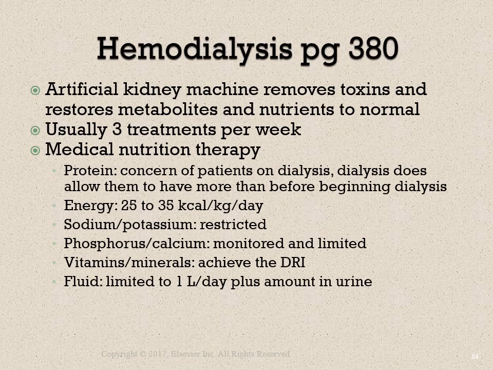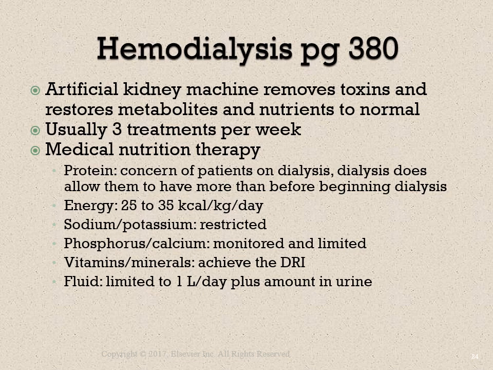Now we're going to be going into hemodialysis. Hemodialysis, we have a picture of it, but let's talk about it first. So this is where an artificial kidney machine removes toxins and restores metabolites and nutrients to normal. So patients usually get 3 treatments a week. Patients will have a specific schedule like Tuesday, Thursday, Saturday, and that's their dialysis schedule. Typically it's 3 treatments a week. Some patients can have less, some patients can have more. That's just a typical amount.